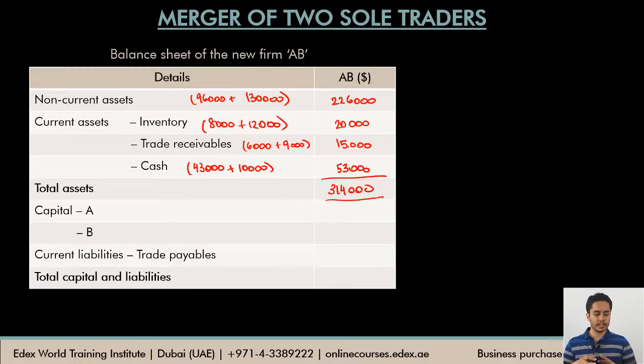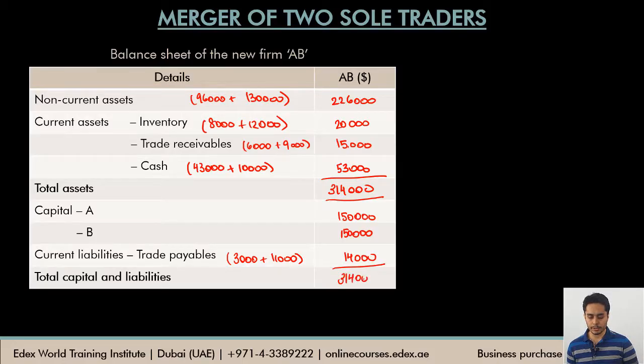Okay, let's finish the other part of the balance sheet. Capital of A and B, it was agreed that they want a capital of 150,000 each, and that's why they made the difference contribution in cash. So capital would be straight 150,000 each. Trade payables contributed by A and B 3,000 plus 11,000 from their old balance sheet, 14,000. Again, if you take a total of the capital and liabilities, you will get 314,000. So this completes the balance sheet of the new firm.